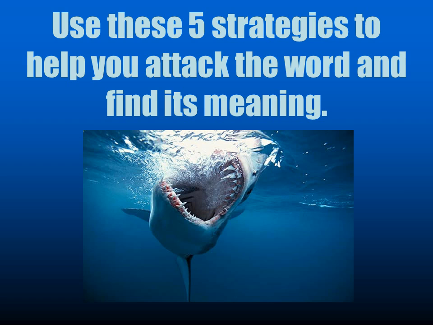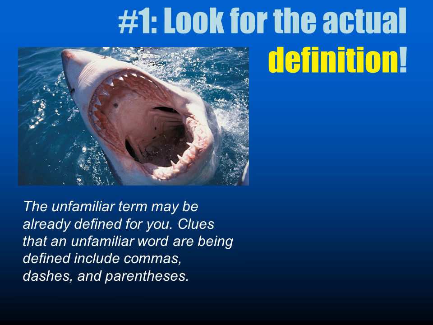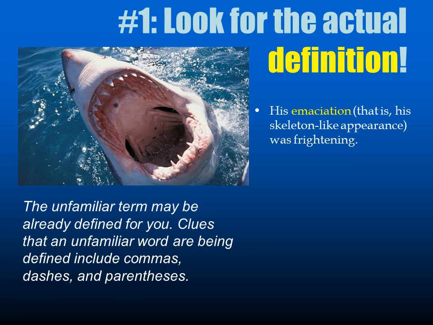Use these 5 strategies to help you attack the word and find its meaning. The first clue is look for the actual definition. The unfamiliar term may be already defined for you. Clues that an unfamiliar word is being defined include commas, dashes, and parentheses. For example, his emaciation (notice the parentheses), that is, his skeleton-like appearance, was frightening. Emaciation and skeleton-like appearance mean the same thing.